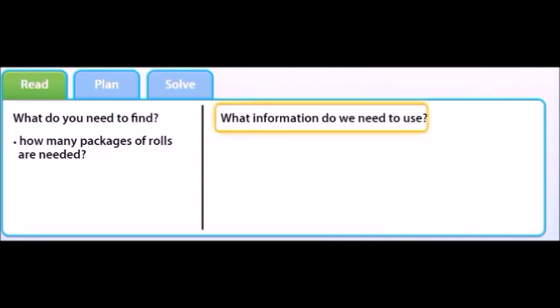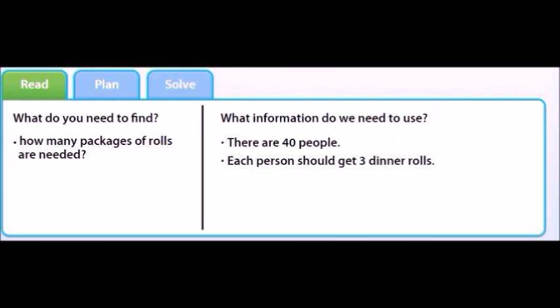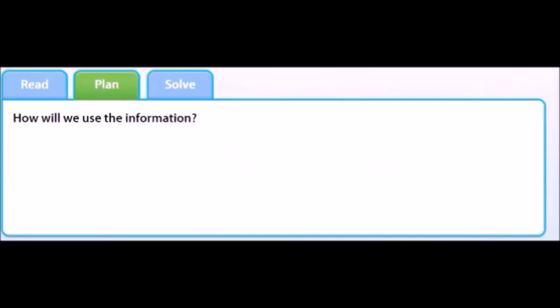What information do we need to use? There are 40 people. Each person should get 3 dinner rolls. There are 8 dinner rolls in a package. Now that you know what you're looking for, let's make a plan to solve this problem. How will we use the information? Let's make a bar model for each step.